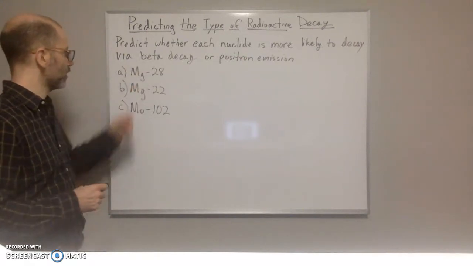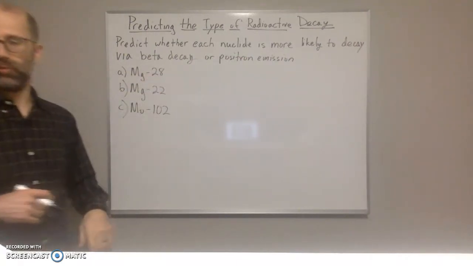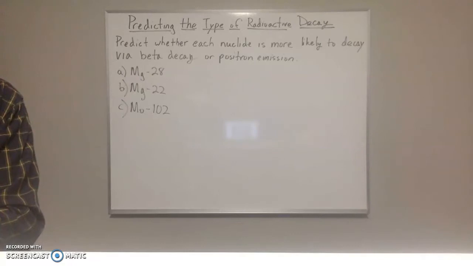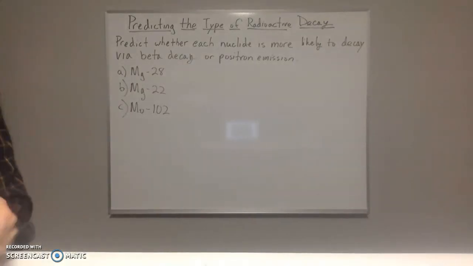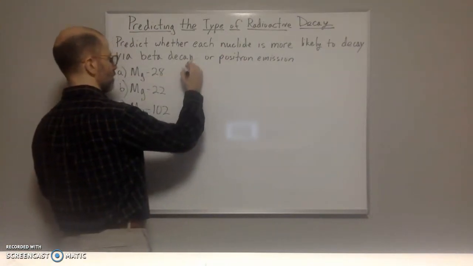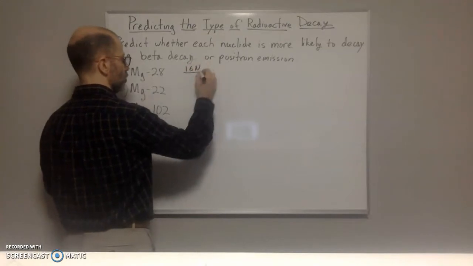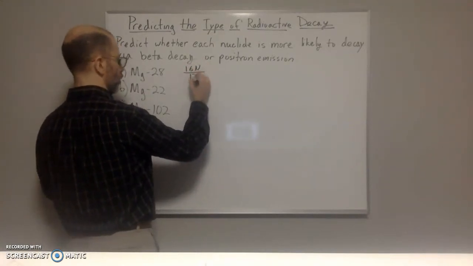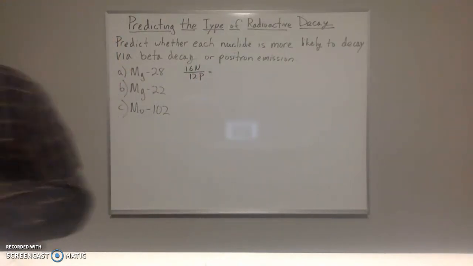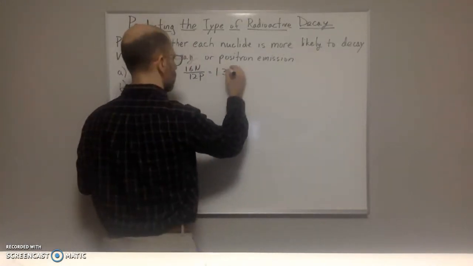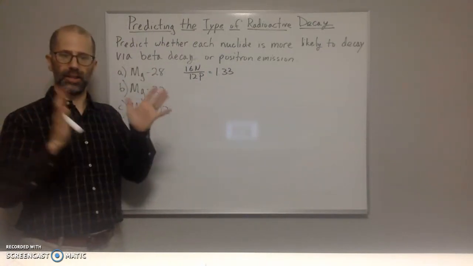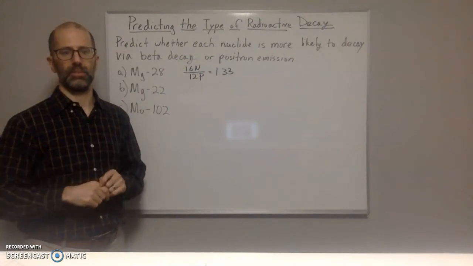So magnesium 28. 28 is the mass number, and the atomic number is 12. So 28 minus 12 gives us 16. That gives us 16 neutrons over 12 protons, and that's going to give us a ratio of 1.33.